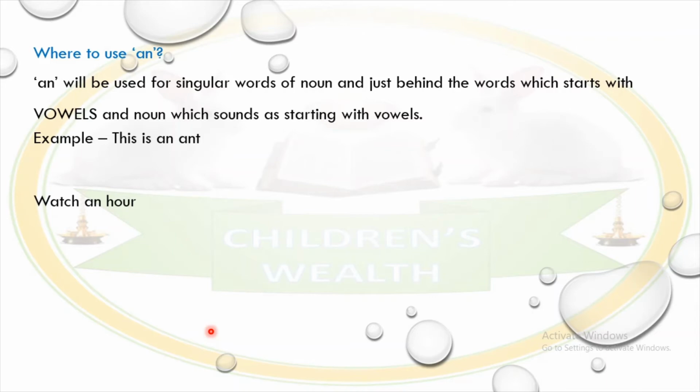Here hour starts with the letter H, which does not belong to vowels, but even then we are using an article an behind the hour, because in hour the H is silent and it sounds as a vowel. That's why here we are using an article.